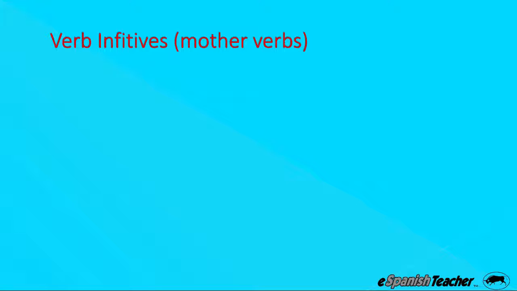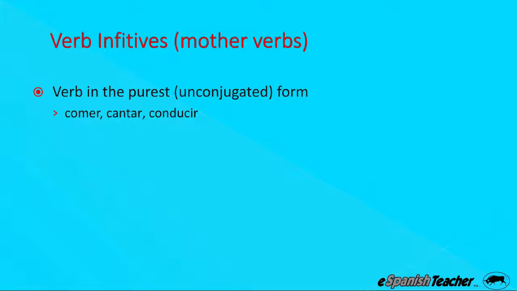A little more on mother verbs. They are verbs in the purest unconjugated form. In Spanish, you'll see examples such as these three here. Comer, cantar, conducir. And we'll get into this a little bit more later, but notice that these three verbs have very similar endings, meaning they all end in er, ar, or ir. And that's the sign of an unconjugated verb.